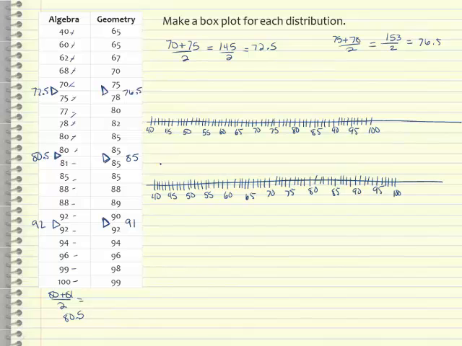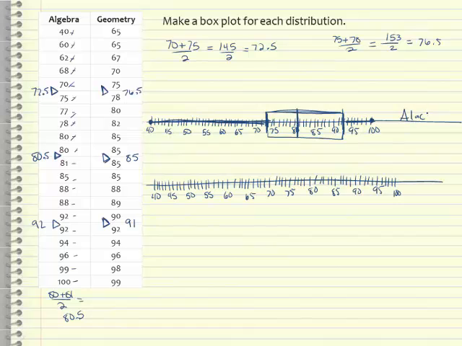I'm going to go ahead and graph algebra in blue, and I have a 72 and a half. So here's 71, 72 and a half, roughly. And I have a 92. And I draw my box. And then my median is 80 and a half. My highest score is 100. My lowest score is 40. And I go ahead and create my whiskers.